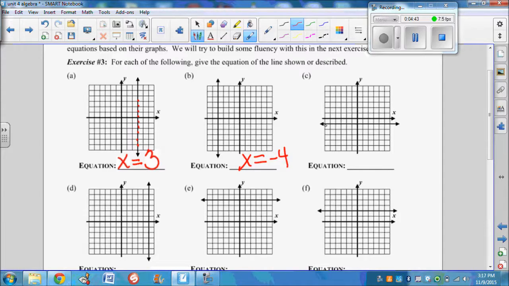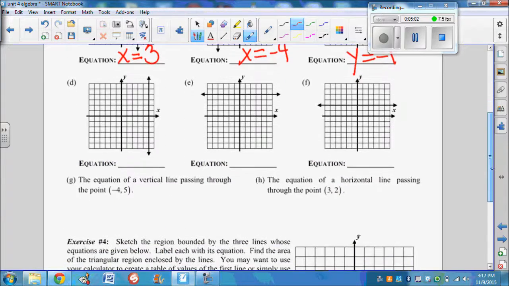Now letter C is horizontal, so it's y equals, and what y value does it go through? -1. So again, all of these points along this line, whatever the coordinates are, the x's will vary, but the y's will all be -1. That's what they all share in common. D, vertical line, so x = +5, and again, another horizontal, y = +4, and y = 2.